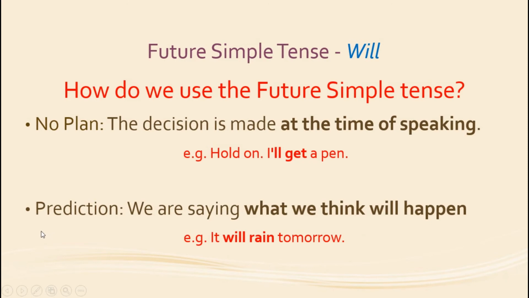The second use that we give to will is prediction. It's for predicting things. We are saying what we think will happen. For example, it will rain tomorrow. We are predicting that it's going to rain tomorrow.